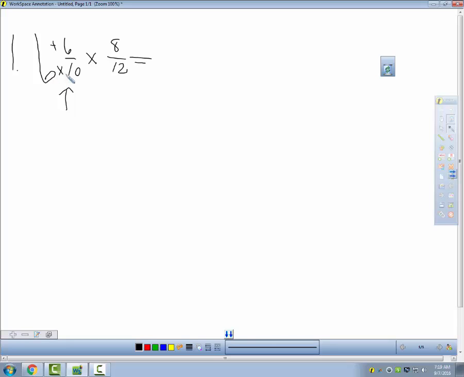So when we do 6 times 10, we get 60, plus 6, we get 66. So that's our new numerator. And then our denominator, the 10 just stays the same. So we just bring that down. And then we multiply that by 8/12 still. We don't have to change that one. Okay.